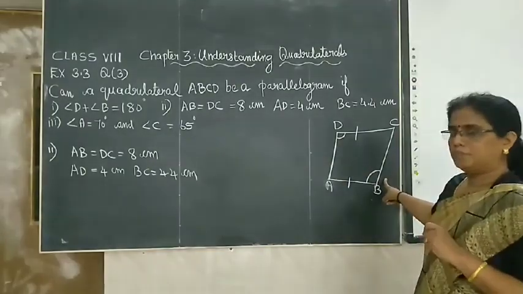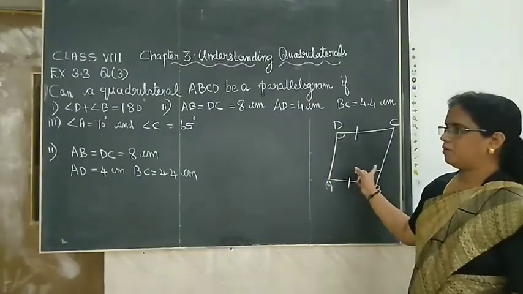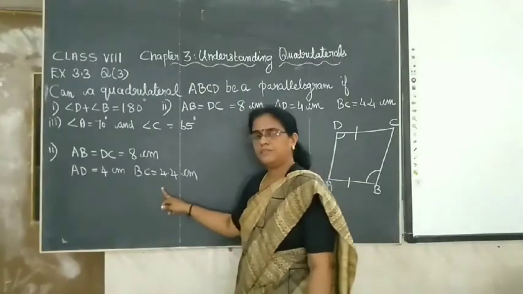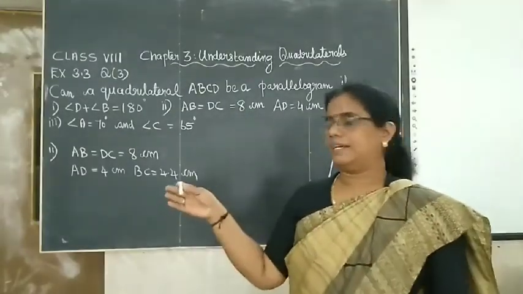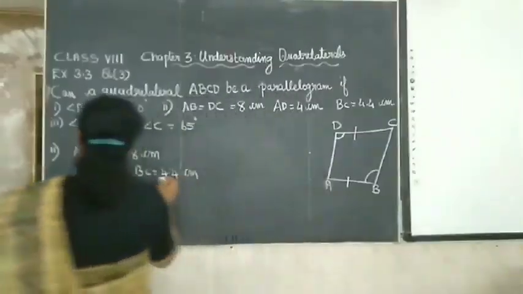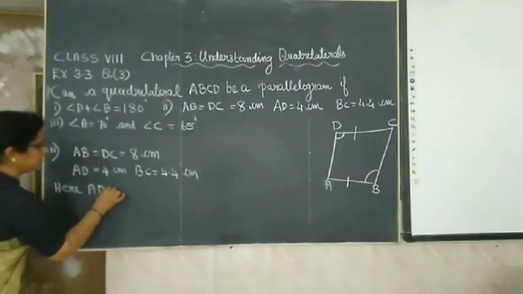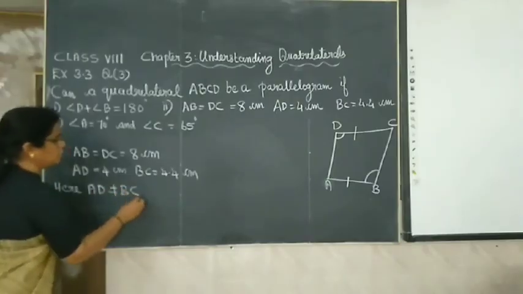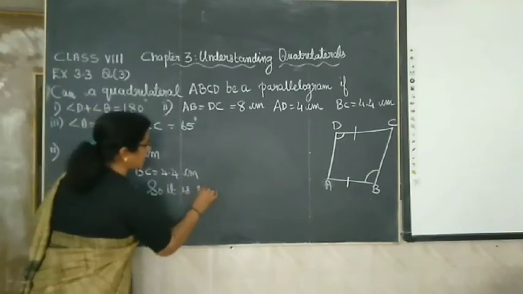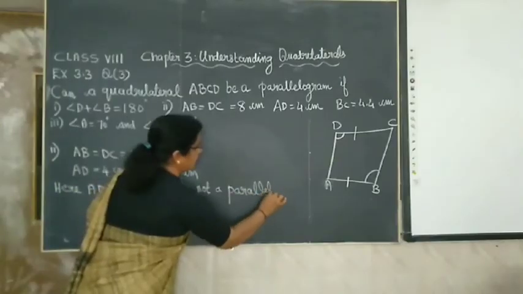But for a parallelogram, opposite sides should be equal. So it cannot be a parallelogram because AD here is given 4 cm and BC is given 4.4. Since AD is not equal to BC, it cannot be a parallelogram. So we can write the answer here. AD not equal to BC, so it is not a parallelogram. It is not a parallelogram because in a parallelogram opposite sides are equal.